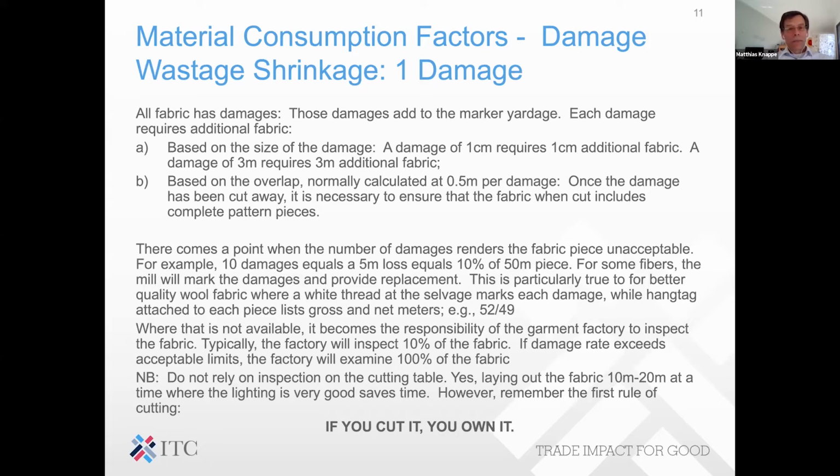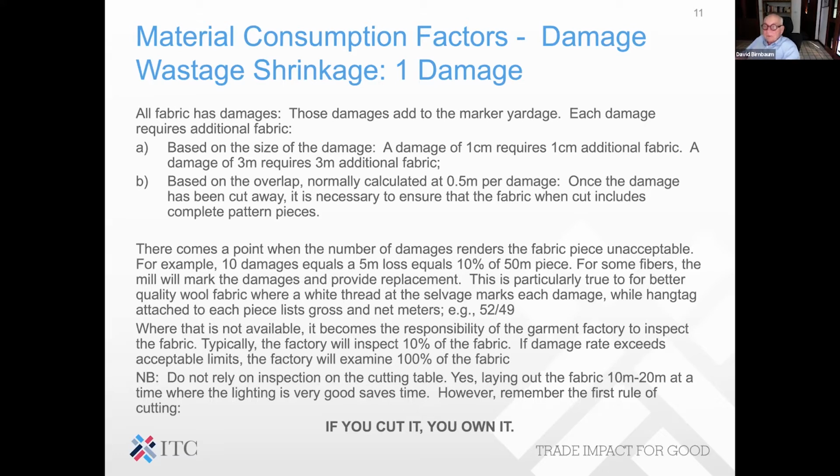Okay. There are limits to damages. When goods come into the factory, the factory has to inspect the goods. They have to inspect a certain percentage of the goods. They have inspection machines. If the number of damages exceeds usually 10 damages on a 50-meter piece, then the piece is a reject. And normally in a factory, if this happens, you'll start inspecting a greater percentage. At a certain point, you're either going to return the goods or you're going to ask for a substantial discount.